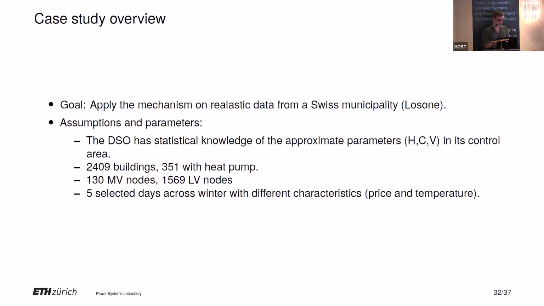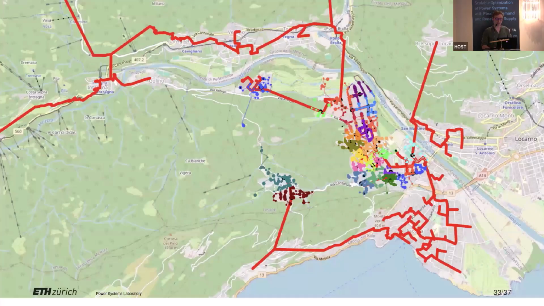municipality. Here we are using some data that has been generated with some colleagues at ETH Zurich, where they have generated synthetically different medium voltage and low voltage networks across the whole country. So here we're focusing on this municipality, and we have selected 5 instances, so 5 days across this winter that had different characteristics in terms of price and temperature.